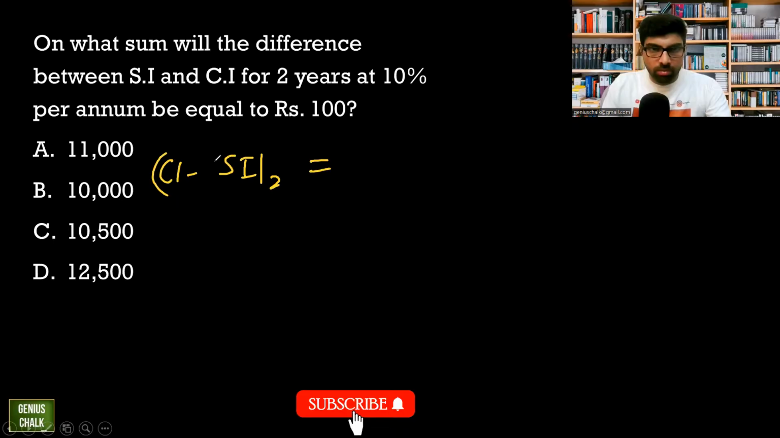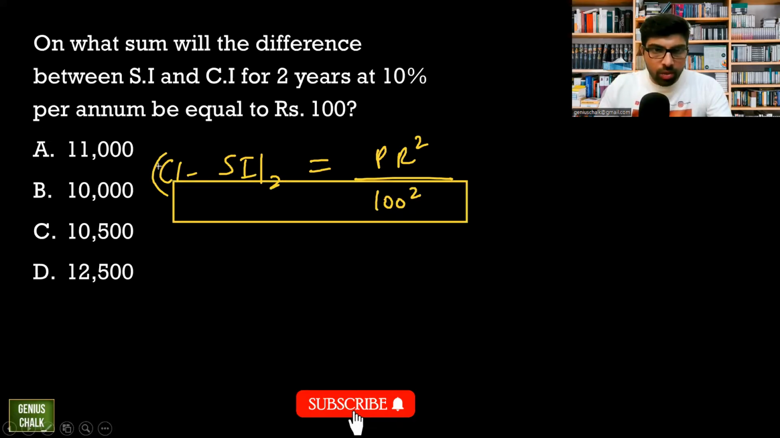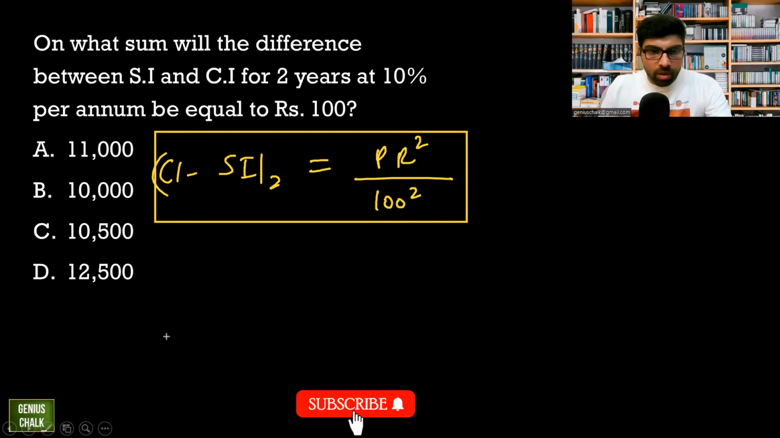The 2 years formula is given as PR square by 100 square. Whenever you have a difference given of CI and SI, you can use this formula to calculate the answer. Sometimes principal is asked, sometimes rate is asked, sometimes difference is asked. Like in this question, what is the difference? 100 rupees is the difference. What is the principal? Principal we have to find, on what sum.